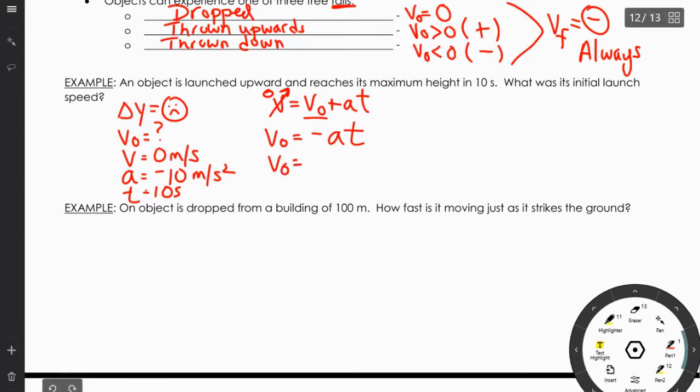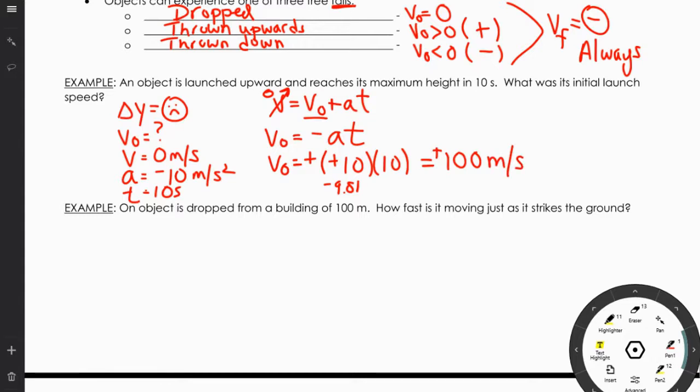And so what is my acceleration? Or excuse me, what is my initial velocity? So we're going to plug in a is -10 or -9.81, whichever one you want to use. And it took 10 seconds to do this, and you'll note that negative times negative is a positive. That's right. So our initial velocity is 100 meters per second.